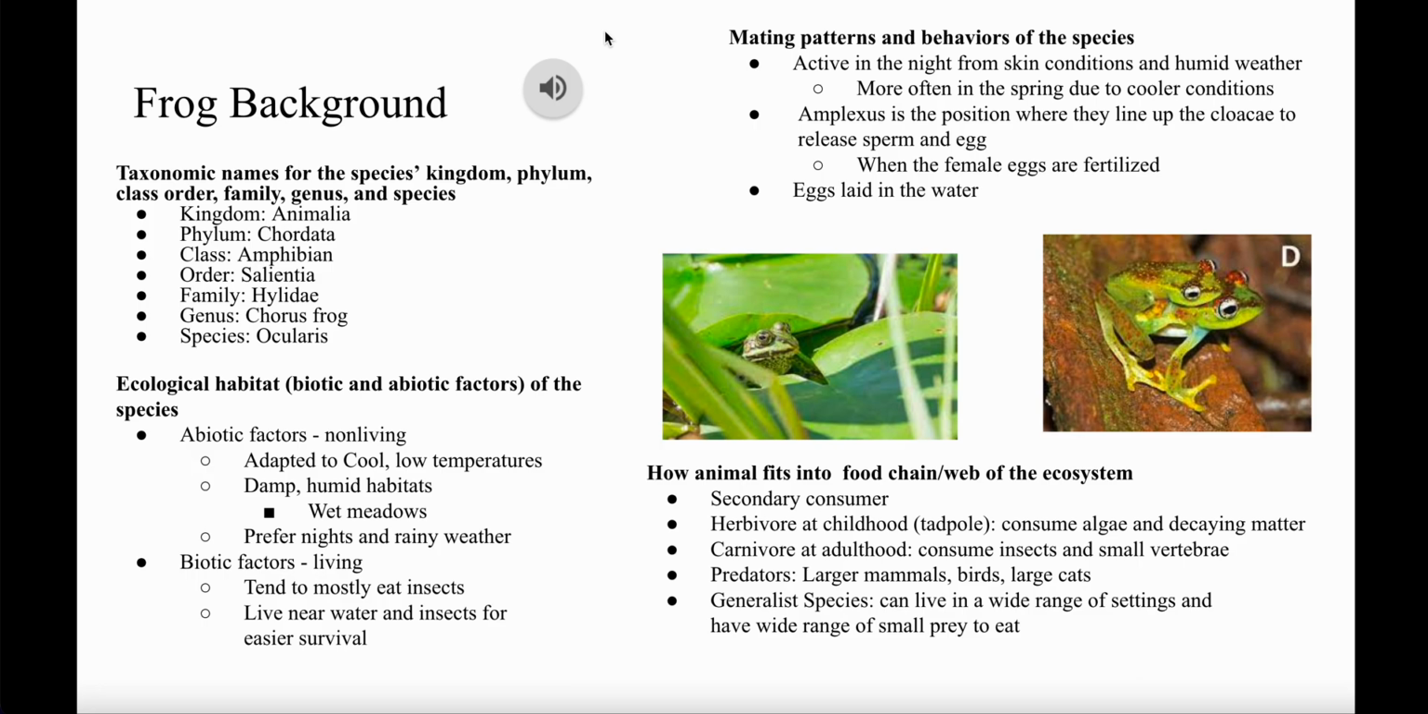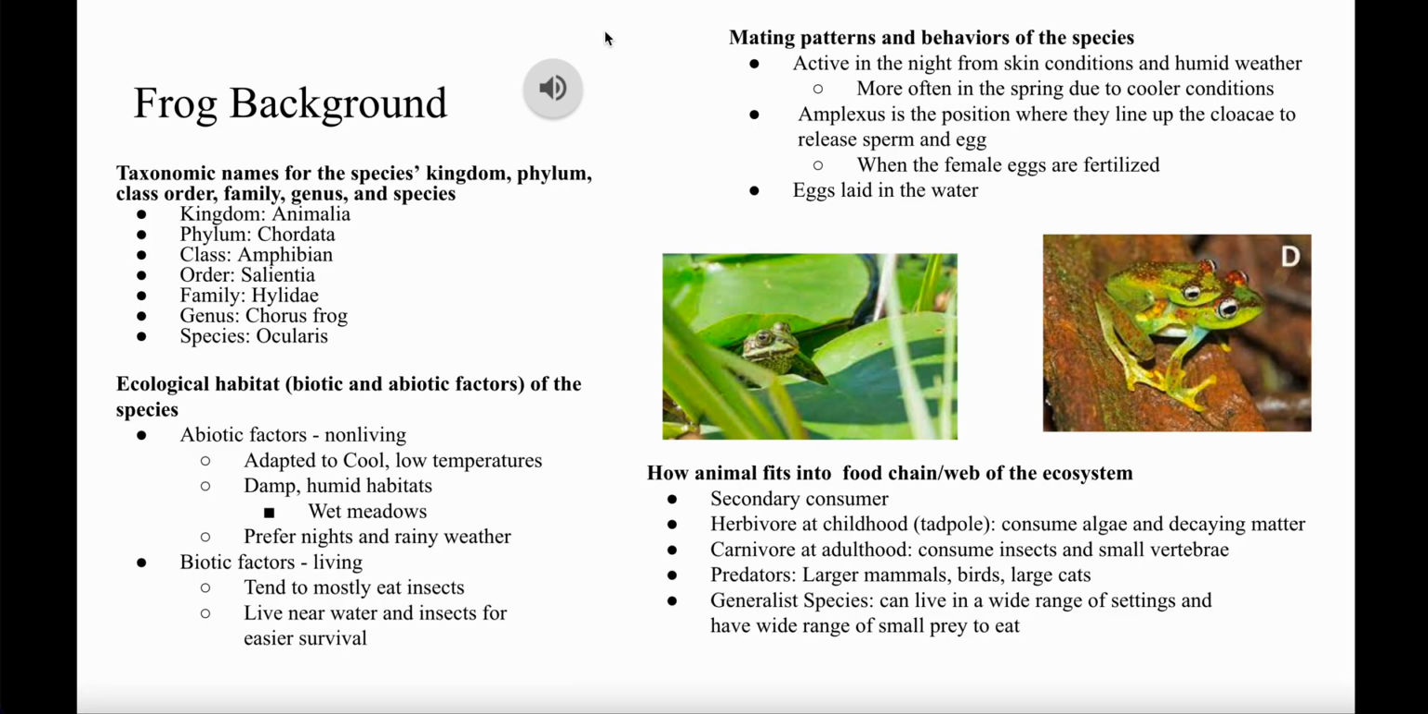The way they mate is through the position of amplexus, where they line up their cochlea in order to release sperm and egg, and this is also when the female eggs are fertilized, and then eggs are laid in water. And then these animals fit into their food chain / web of the ecosystems.